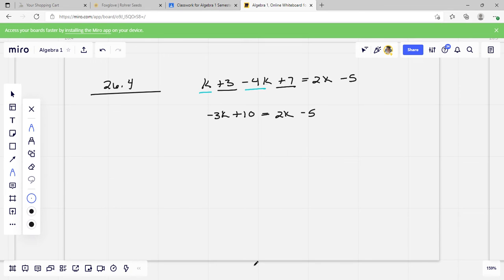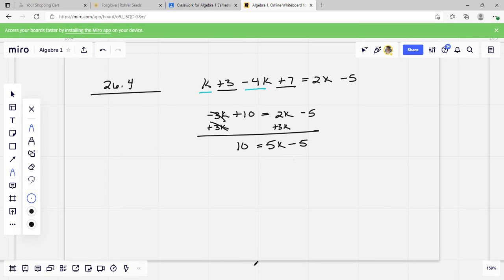Okay, now I got to get my k's together. I'm going to do plus 3k for that, and plus 3k right there. Remember, it doesn't matter which side you move it to. 2 and 3 would be 5k minus 5.